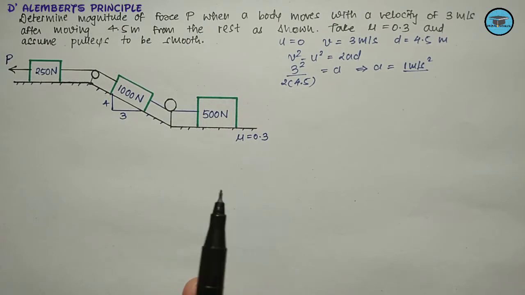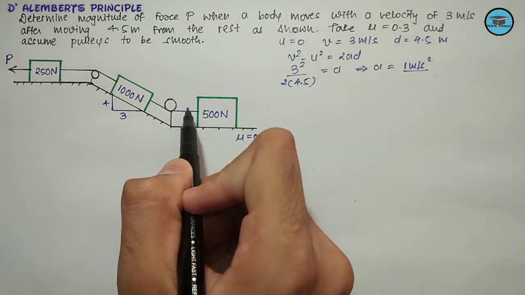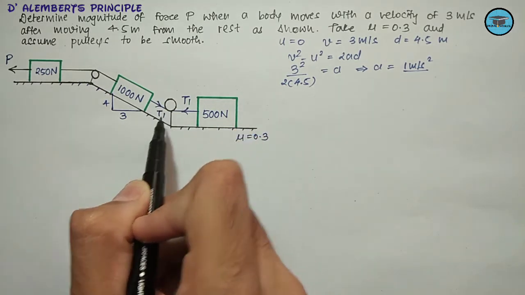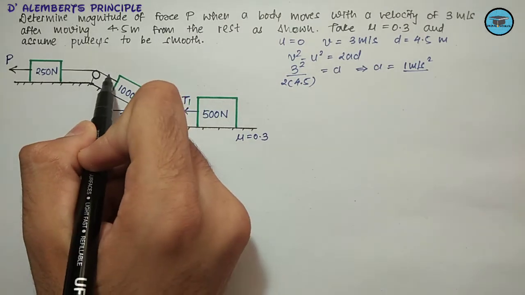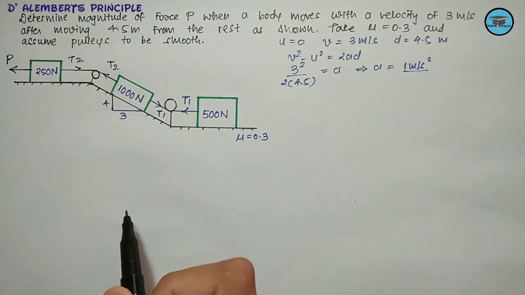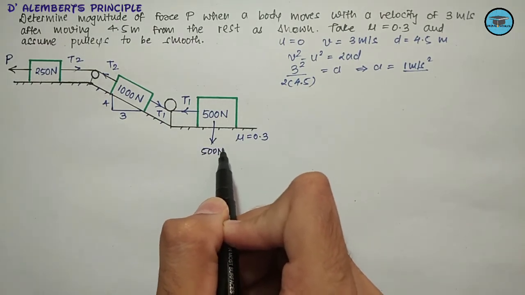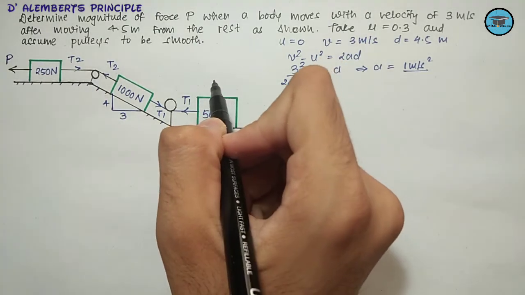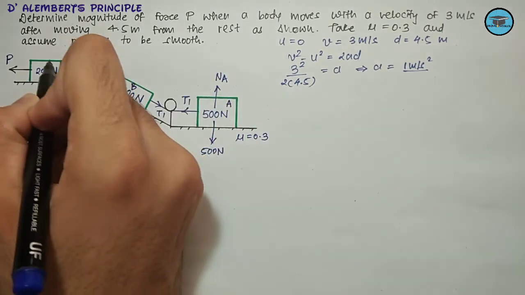Now let us draw the free body diagrams of each individual block. Here the tension in the string we are assuming as T1, and here also the tension would be T1 only. As the strings are different, the tension in the other string would be different, so we assume the tension here as T2 and here also as T2. The weight acts in the downward direction, that is 500 Newton. There will be reaction R from the surface, which we name NA. Let us take this as block A, this as block B and this as block C.